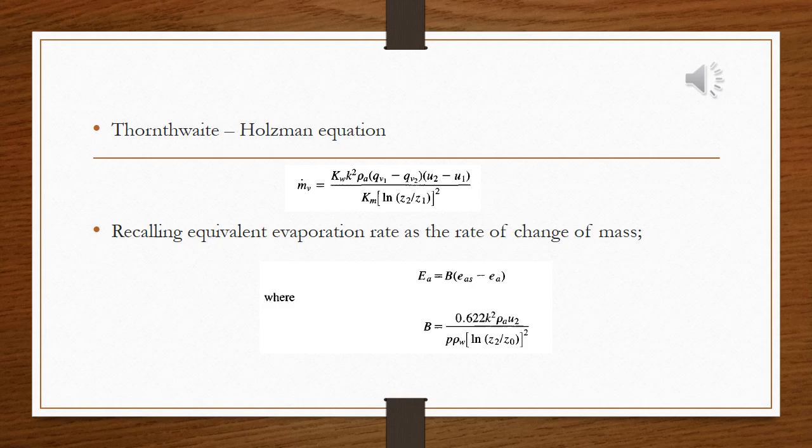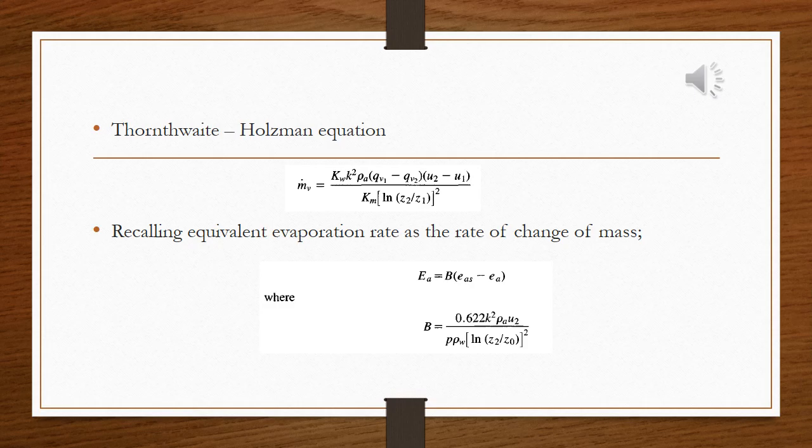So the final equation is that the evaporation rate is equal to B multiplied by the saturated water vapor pressure minus the water vapor pressure, where B depends on the von Karman constant, K, which is generally taken as 0.4, and the density of air, the velocity, the pressure, the density of water, and then the elevation. When we use these parameters, we find the evaporation rate with the aerodynamic method. Let's see an example to understand that.